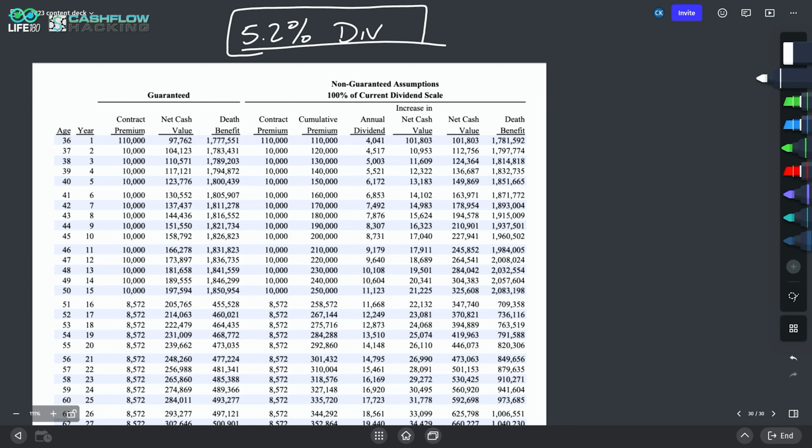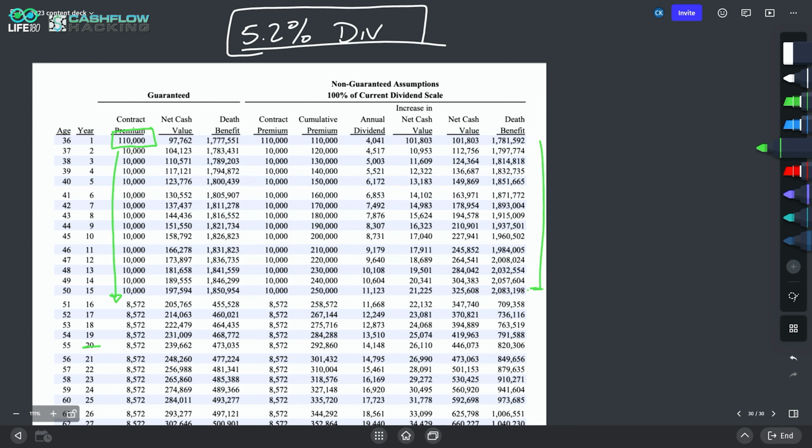Just to give a little example of how this illustration is set up, we have $110,000 going in year one with a $10,000 a year premium after that for 15 years, and then it drops down to $8,572. You can see, based on the death benefit, we used a term rider for 15 years. That term rider could be lengthened. For instance, we could have made it a 20-year term rider, and that death benefit would have gone to there. Could have been a 30-year term rider, it would have gone out to 65. But for the sake of this video, it is 15 years.